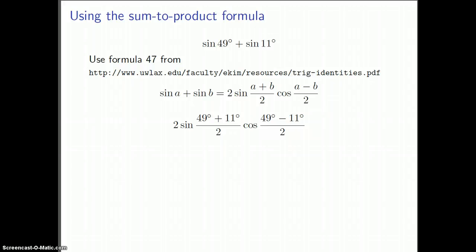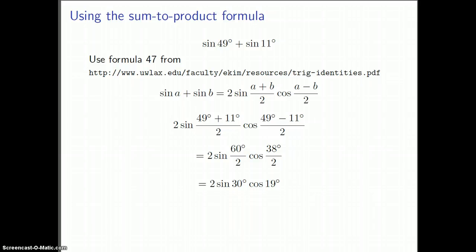Now we can take this input into sine, that 49 degrees plus 11 degrees over 2, and simplify that. We can also simplify the input to cosine, and we'll obtain 2 sine 60 degrees over 2 times cosine 38 degrees over 2. And each of those inputs we can simplify further just by doing that division by 2. So this is 2 times sine of 30 degrees, cosine of 19 degrees.